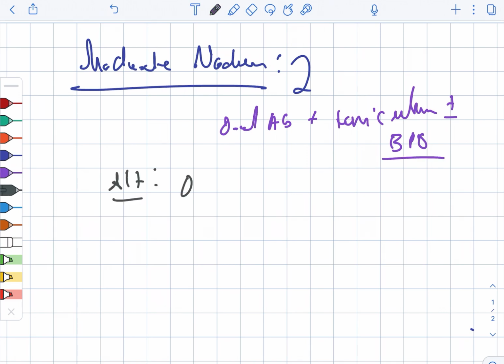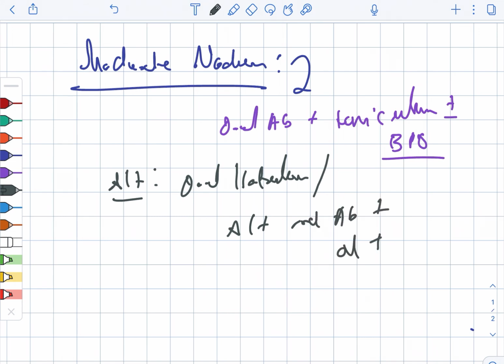So the alternatives, it includes the oral isotretinoin or the alternative oral antibiotic along with the alternative topical retinoid and plus or minus the BPO or the azelaic acid.